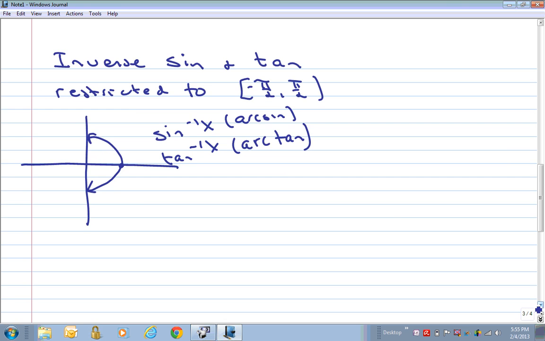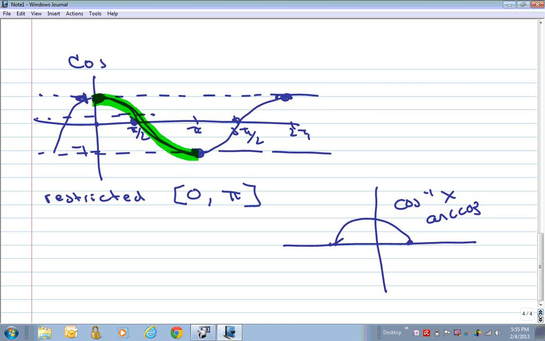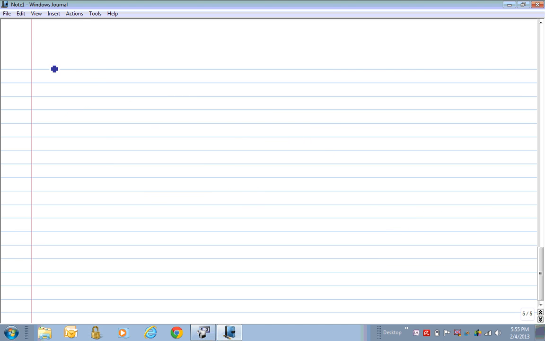Remember, sine and tan values would have to be in the first or the fourth quadrant. Let's work a couple of problems to demonstrate this. I think this might help you a little bit and give you a couple of good examples. Okay, this would be example 1.